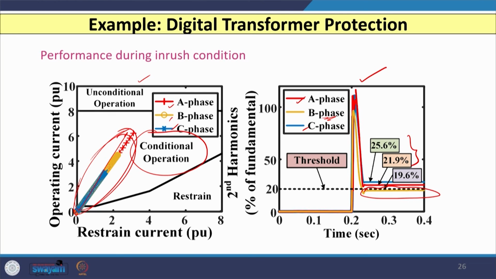But as we have used 1 out of 3 logic, if in any one of the phases the percentage of harmonics exceeds 20%, for example, then the operation of the relay is blocked. So, here the relay is not going to operate in this situation, and that is what we want.